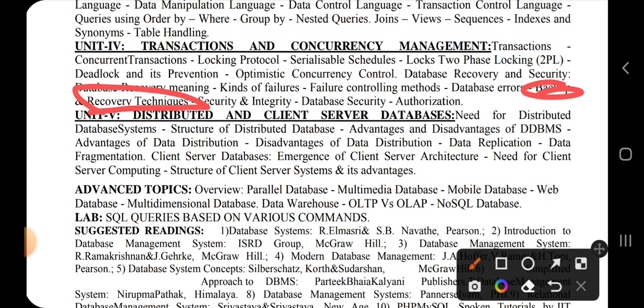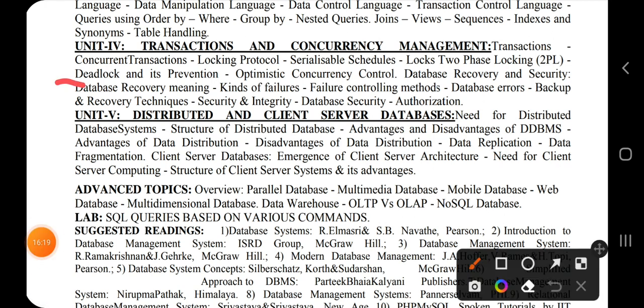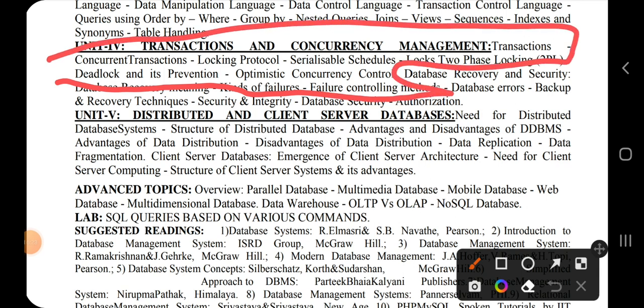And as I already told you, this recovery techniques will come for long question, and security and authentication will also fall under the long questions only. But as per my knowledge, if you complete half of the portion in this 4th unit, like deadlock prevention, optimistic control, transaction properties, locking protocol and serializable schedule, then it's enough. You can answer the question from your 4th unit. Okay, as per my knowledge, you should plan.